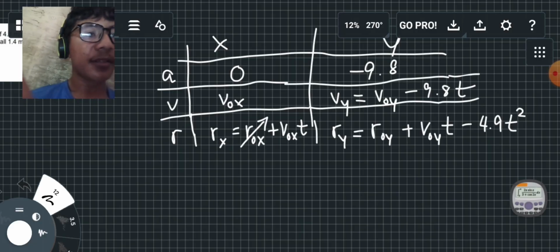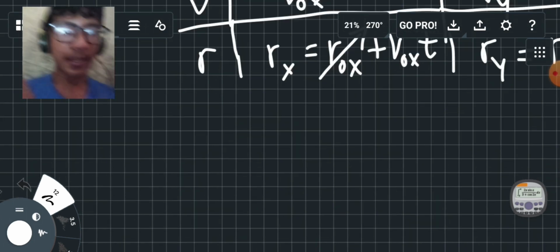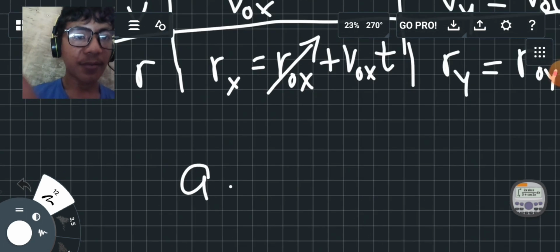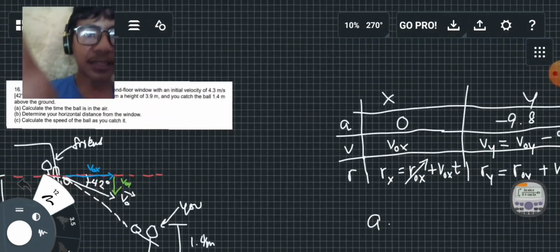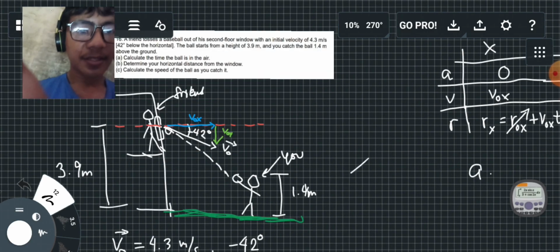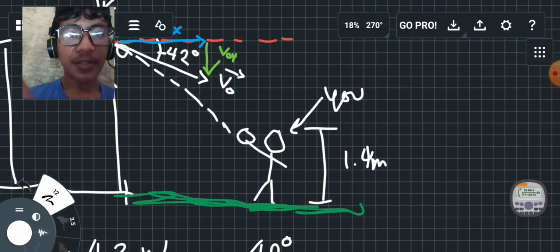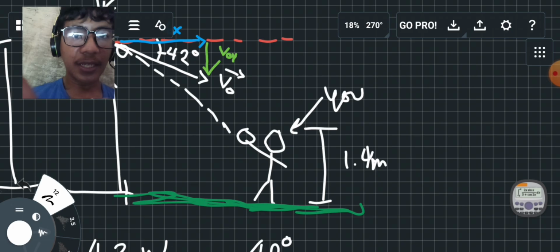Now, we are ready. For letter A, we are tasked to calculate the time the ball was in the air. What does this mean? Since you caught the ball at 1.4 meters, the ball was only in the air until you caught it 1.4 meters above the ground.